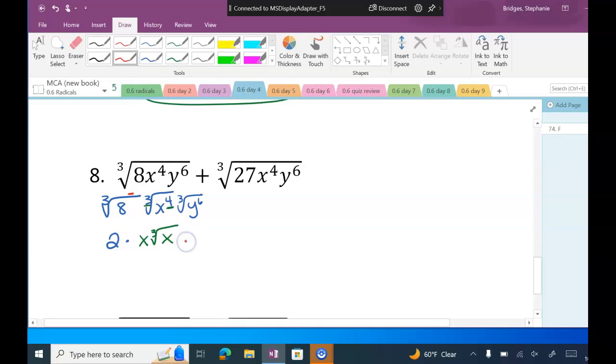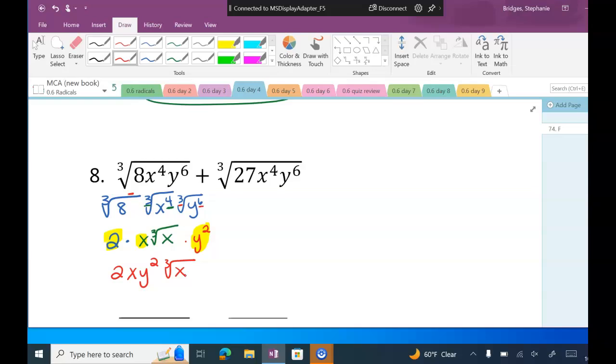Then we can do the y's. How many times does 3 divide into 6? Twice. Any leftovers? No. Now let's put all of that back together. We're going to multiply everything that is not under the radical. So we're going to multiply the 2, the x, and the y squared. And then that radical is just going to come sit behind that. So that first term simplifies to be 2xy squared times the cube root of x.